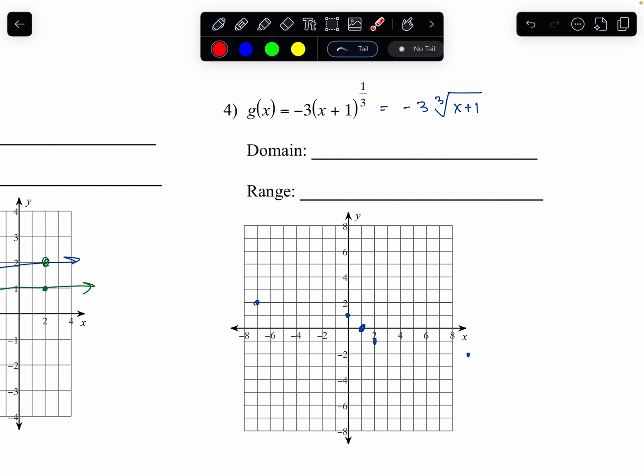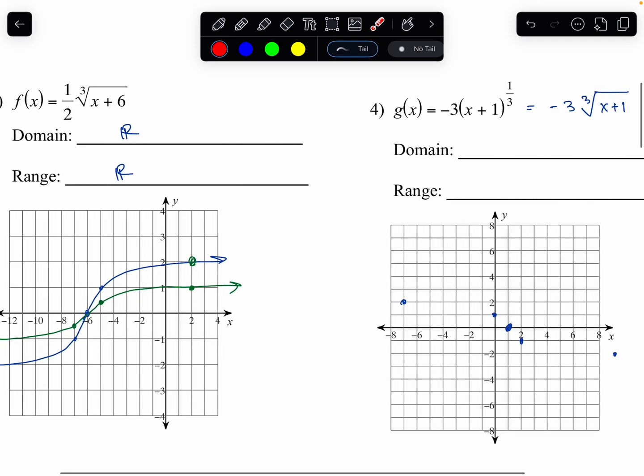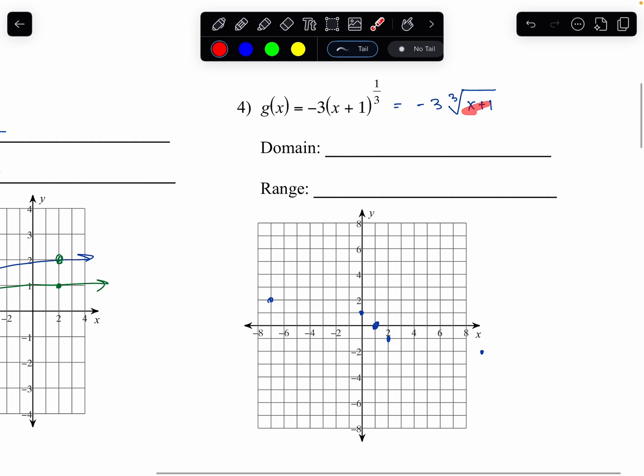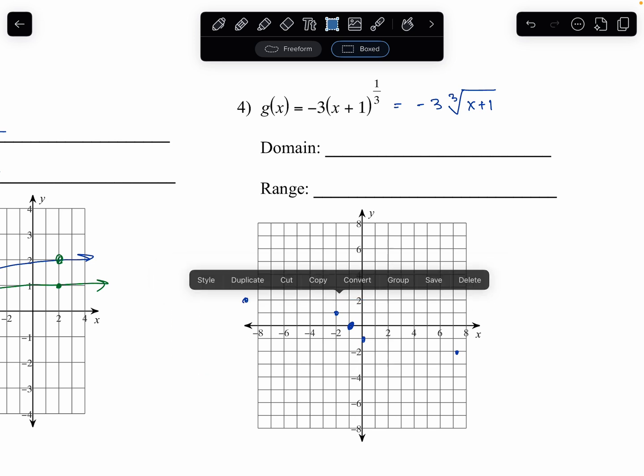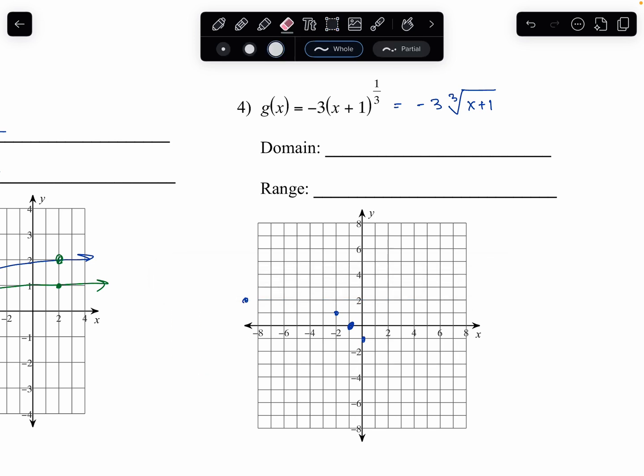Okay, so this is what the graph would look like before the stretch, but I did do the reflection, and I did move it to the right one. I need to move it to the left one, don't I? Yes, I sure do, because it's plus, so I need to move it to the left one. There we go. So that right there is kind of in the wrong spot. It would be right here.